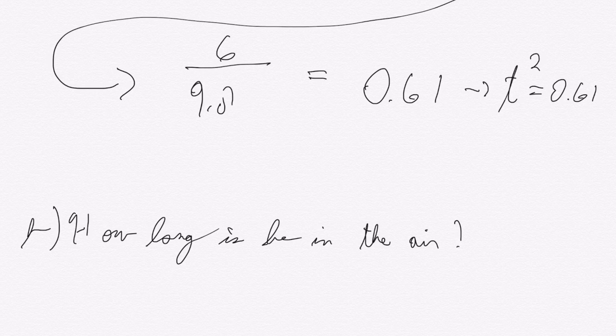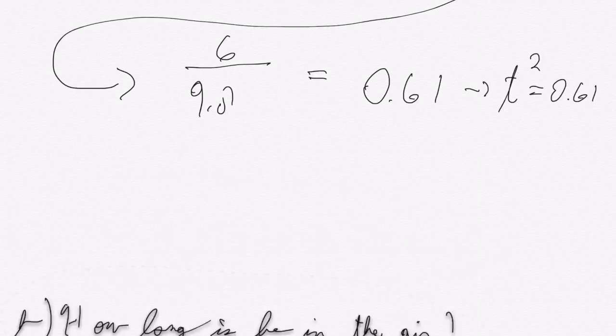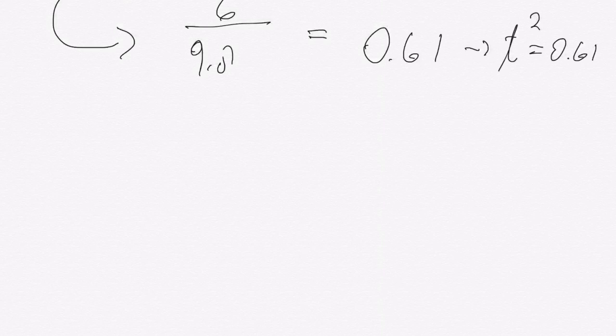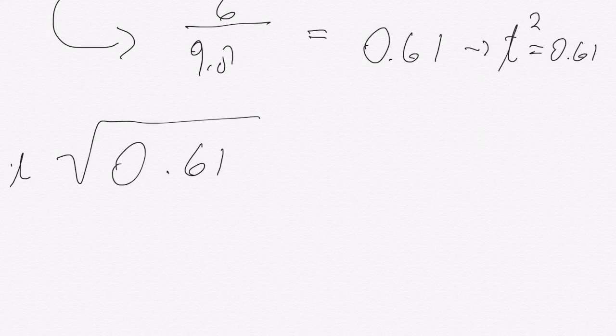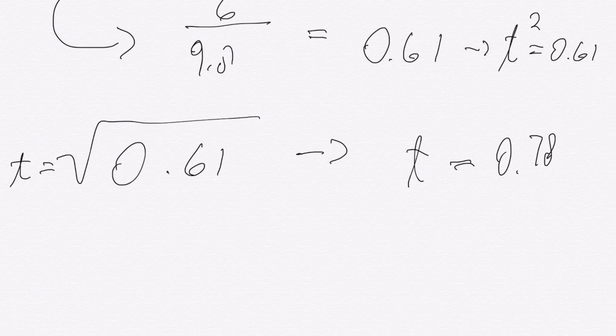So then if we take that, this is 0.61. We just move the t over, square root it. We need a positive number since we can't have a negative value for time. That equals 0.782 seconds. Sorry, up there, I was just confusing the two. I was skipping a step.